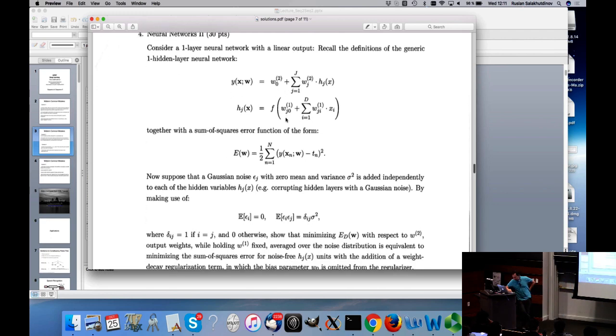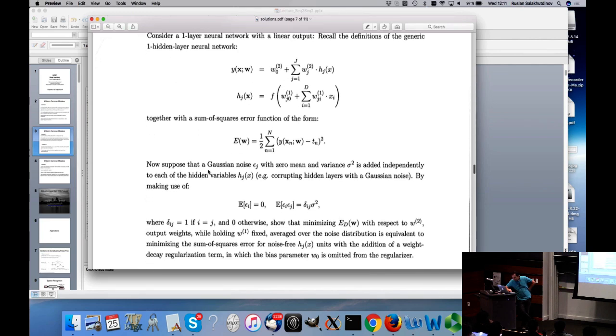You have a neural network, you have the sum of squared error function, and now you say, suppose that Gaussian noise with zero mean and variance sigma is added independently to each of the hidden variables. Now think about what that means. That basically means in a neural network, given some input, you compute the hidden variables, and you just add Gaussian noise to the hidden variables, and then you proceed to the output in the prediction. So you're just corrupting the H_j's here with Gaussian noise.